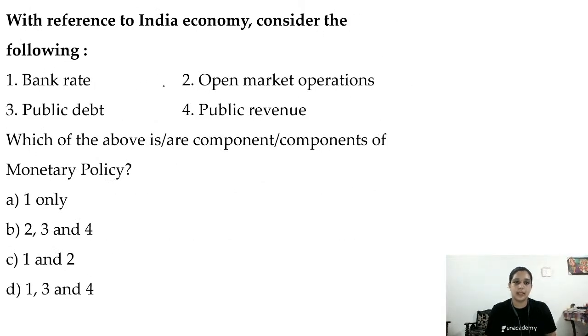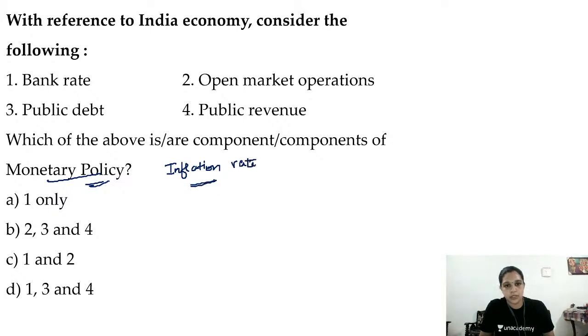With reference to Indian economy, consider the following: bank rate, open market operations, public debt, public revenue. Which of the following are the components of monetary policy? What is this monetary policy about? Monetary policy is basically about maintaining the inflation rate. The major thing they do in monetary policy is controlling the inflation rate. So in terms of controlling the inflation rate, what all will they do?